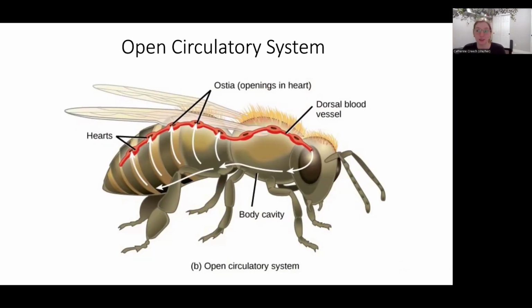We talked about an open circulatory system when we were looking at a diagram. Now let's see what that looks like on an actual arthropod. Here is our representative of an arthropod, our beautiful honeybee.